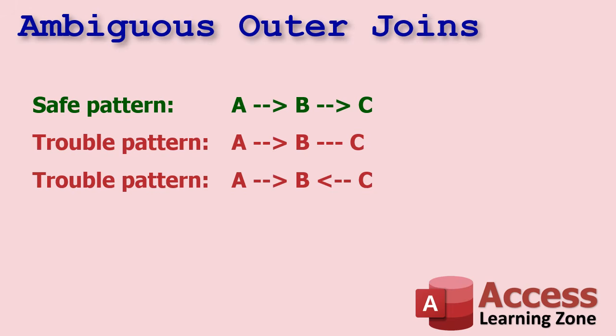All right, here's the simplest beginner-friendly rule of thumb. Think about direction of flow for your outer joins. If the arrows all flow in one constant direction, Access is usually fine, right? A to B to C. This flows nicely. Right? Trouble pattern. And I say trouble because this isn't 100%. Sometimes you can get away with this, depending on the type of table and the relationships and so on. This is like a rule of thumb. It's not set in stone.